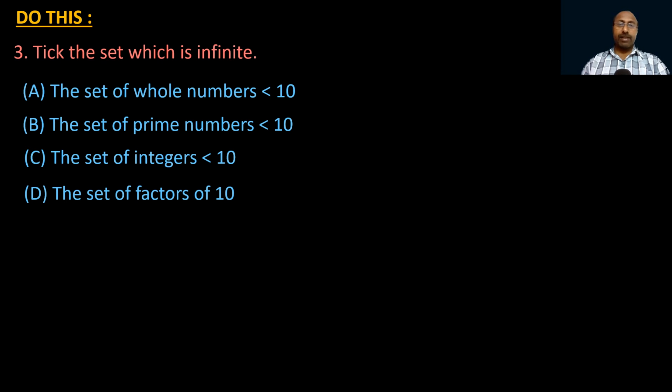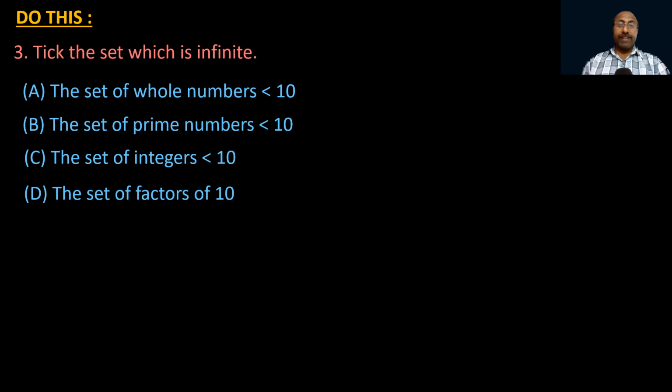Now take the first one. The set of whole numbers less than 10. And we know that whole numbers start from 0. The set of whole numbers less than 10 is 0, 1, 2, 3, 4, 5, 6, 7, 8, 9, which is countable. So option A is a finite set. And the second one, the set of prime numbers less than 10. We know that it contains the elements 2, 3, 5, 7. That is simply 4 elements, which is countable. So the set is a finite set.